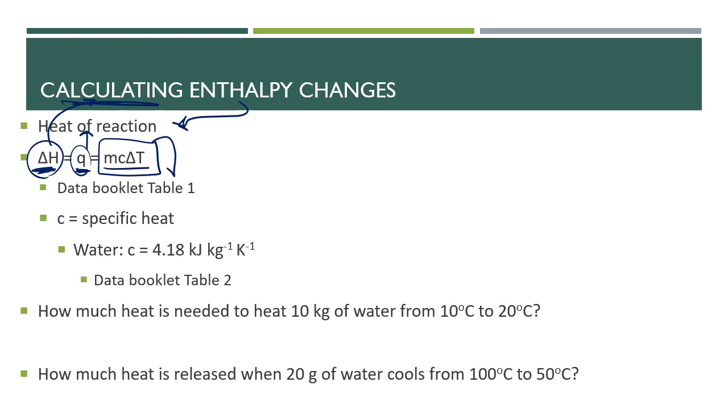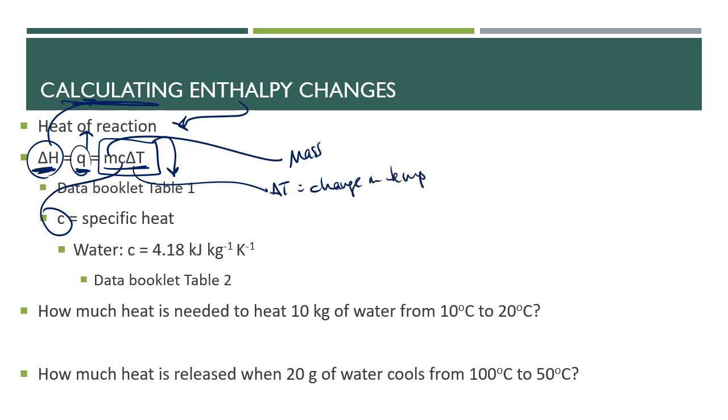We don't need to memorize that because it's given to us in our data booklet, table 1. What is m? m is mass. What is c? c is specific heat. What is delta T? Delta T is the change in temperature. And we're going to calculate that by T final minus T initial. Final temperature minus initial temperature is going to give us the change in temperature, delta T.